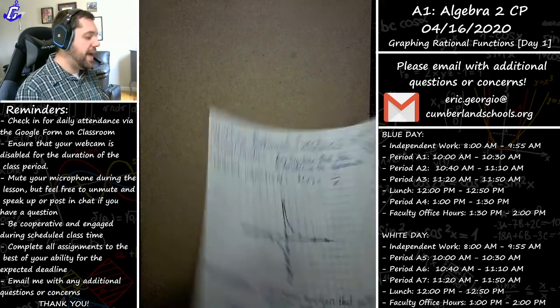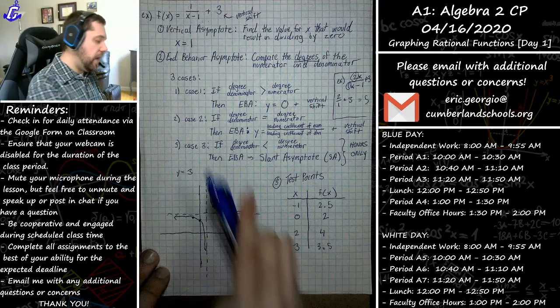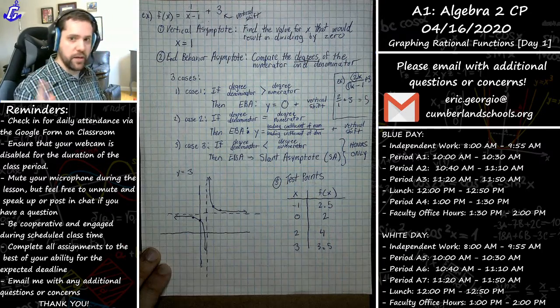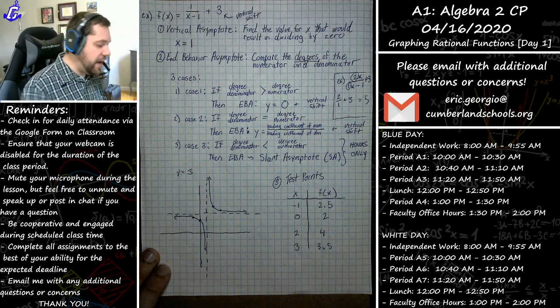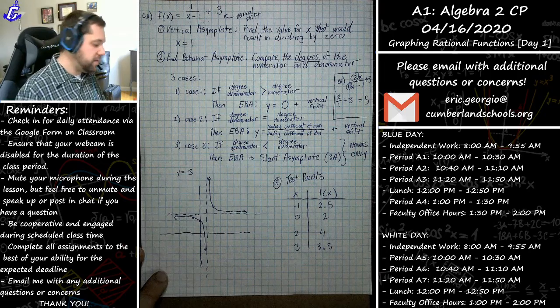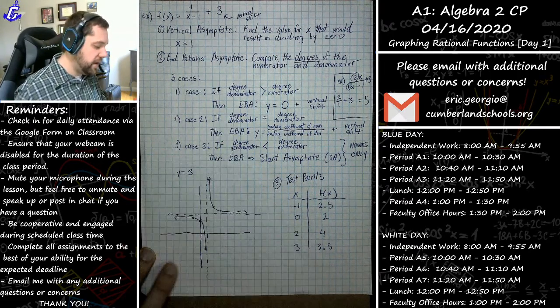Okay? In order to actually graph a function, what I do is I first find the vertical asymptote, find the value for x resulting in dividing by 0, number 1. Number 2, find the end behavior asymptote by adhering to these 3 cases. Okay, it's important that you know those cases. In this particular example, our end behavior asymptote satisfies case 1, so it's y equals 3.